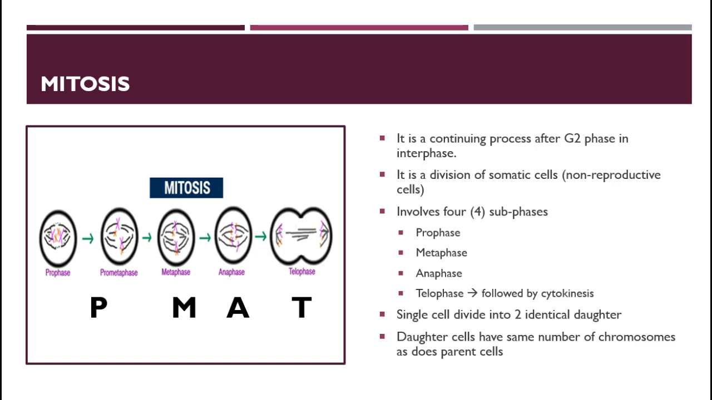Okay, so now we can get right into mitosis. I like to tell our students to remember PMAT, P-M-A-T. It is a little acronym that helps you to remember. The P is for prophase, M is for metaphase, A is for anaphase, and T is for telophase. So remember PMAT. The stages are in order.